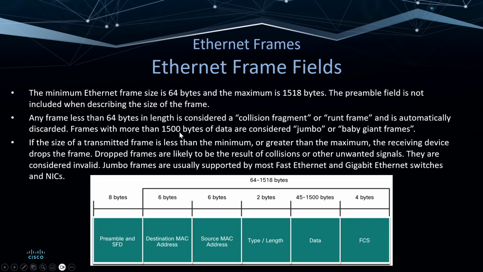This is the Ethernet frame fields. You need to remember the Ethernet frame fields. We have the preamble and the SFD. Then we have the destination MAC address added to the PDU, and the source MAC address, the type and length, and then the data, and then the frame check sequence is added at the data link layer. The frame check sequence is basically a trailer added to detect if there are errors caused by collision or by bad cabling, and so on.